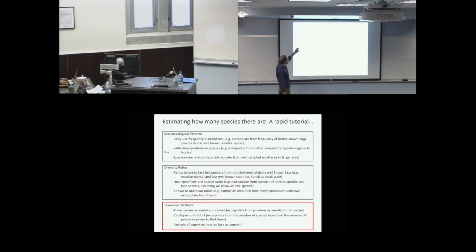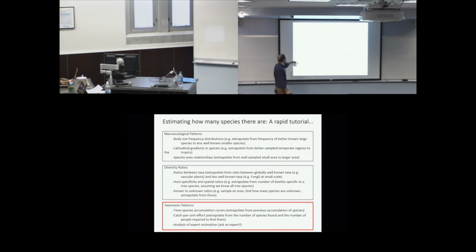First is macroecological patterns. I mean, you guys can read this, so I don't necessarily have to. But where you can go from a frequency of known species to less known smaller species, right? So we know kind of how many large species there are. We can build these ratios. We can do ratios from well-sampled temperate regions. So we know, for instance, generally how many trees there are in North America, how many species of trees there are in North America. Good luck in South America. But we might be able to build extrapolation ratios.